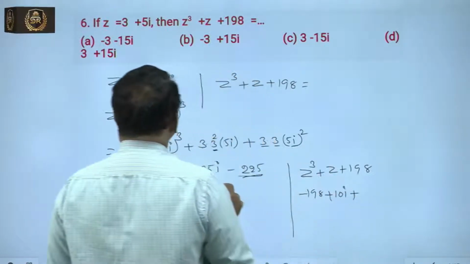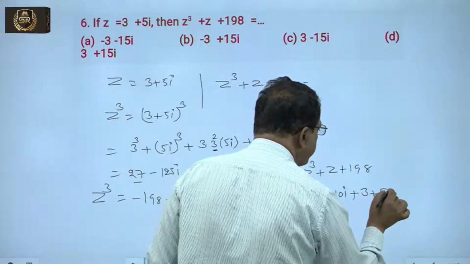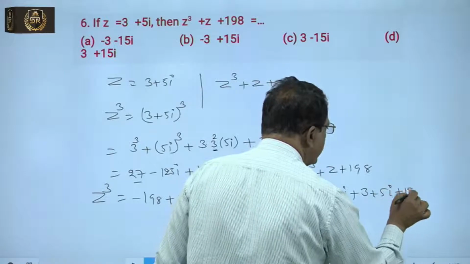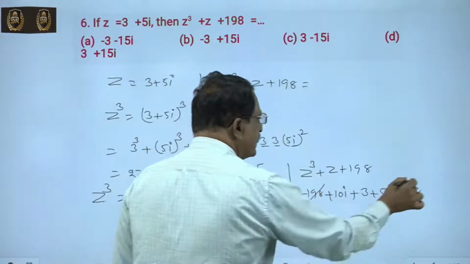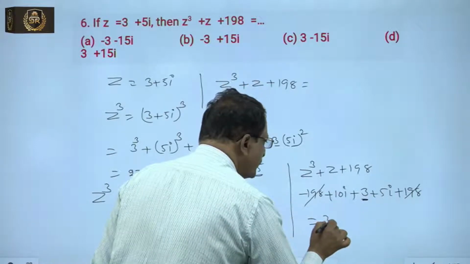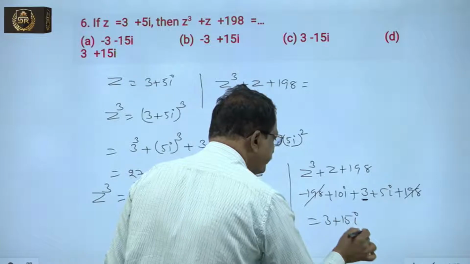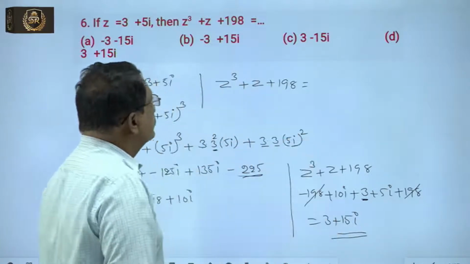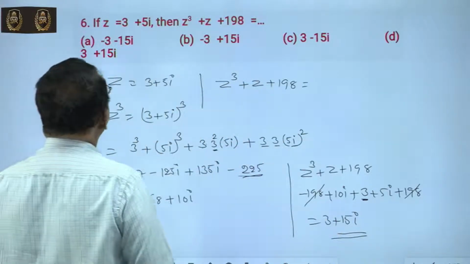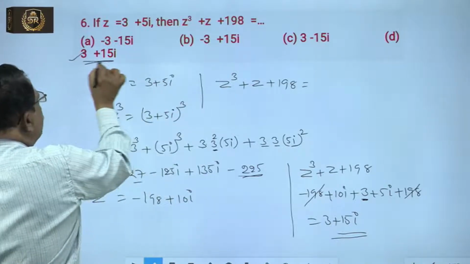So z cube, which is minus 198 plus 10i, plus z, which is 3 plus 5i, plus 198. Minus 198 plus 198 get cancelled, that equals 3 plus 10i plus 5i, 15i, so 3 plus 15i. Option D, 3 plus 15i.